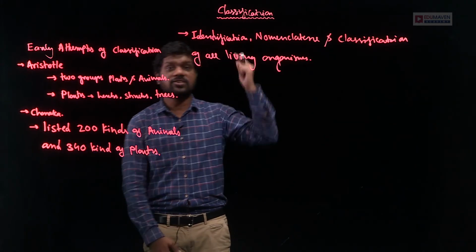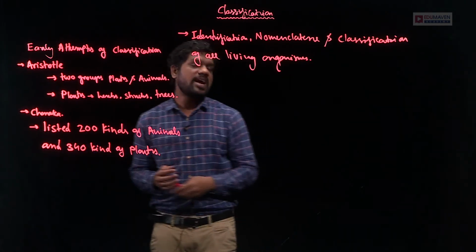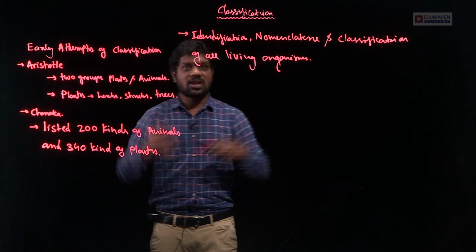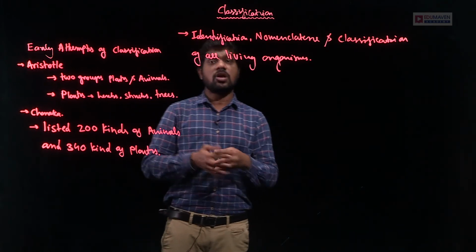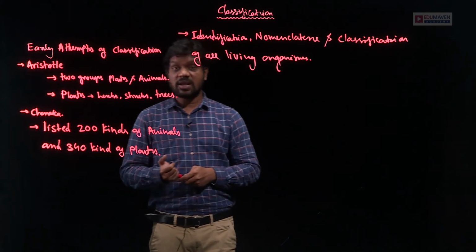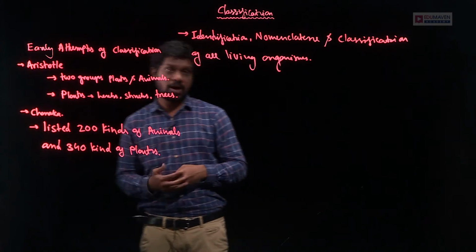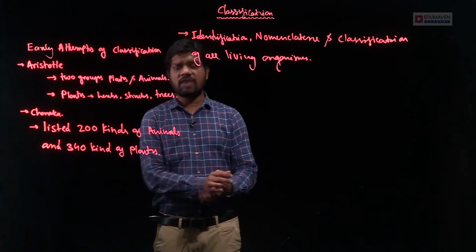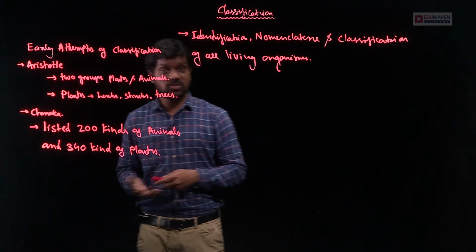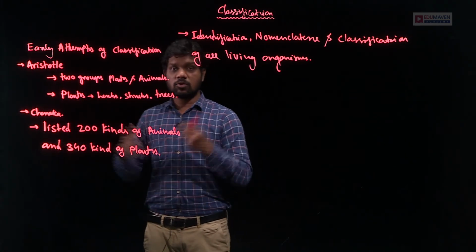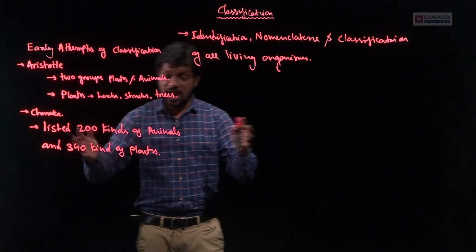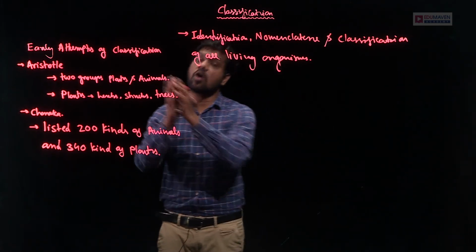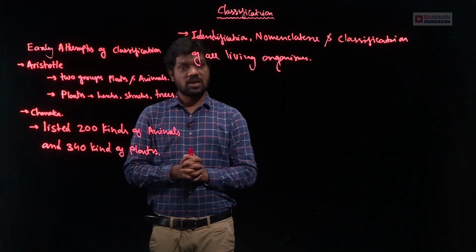This is about classification. In this, you have to understand what exactly identification is. The basic definition: classification is identification, nomenclature, and classification of all living organisms. The earlier attempts were made by Aristotle and Charaka. Aristotle classified plants and animals, and even he gave one more hypothesis of shrubs and trees. Next is Charaka. Charaka studied approximately 200 kinds of animals and 340 kinds of plants, even their characteristic features and even their chemical features or medicinal properties. So this is about classification.